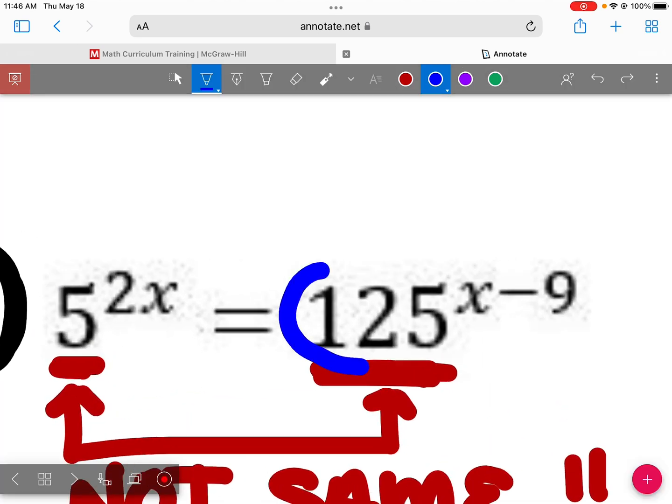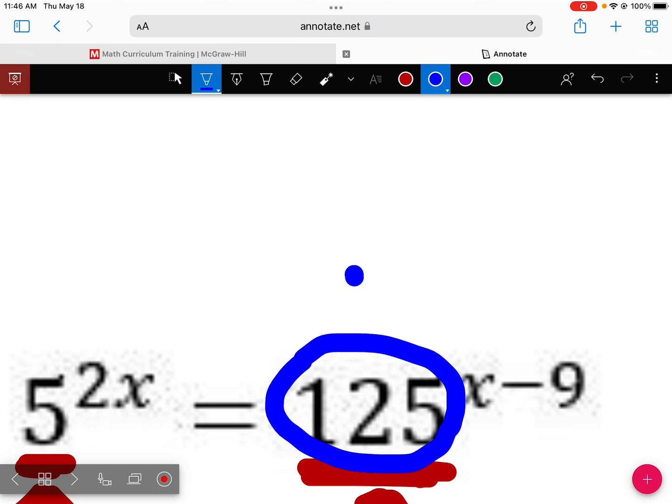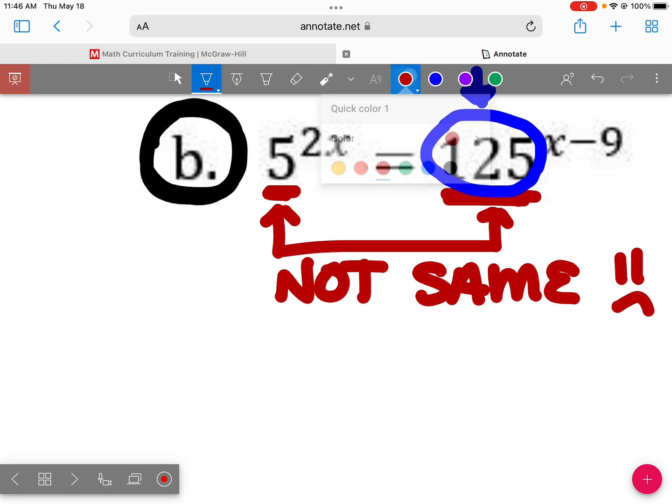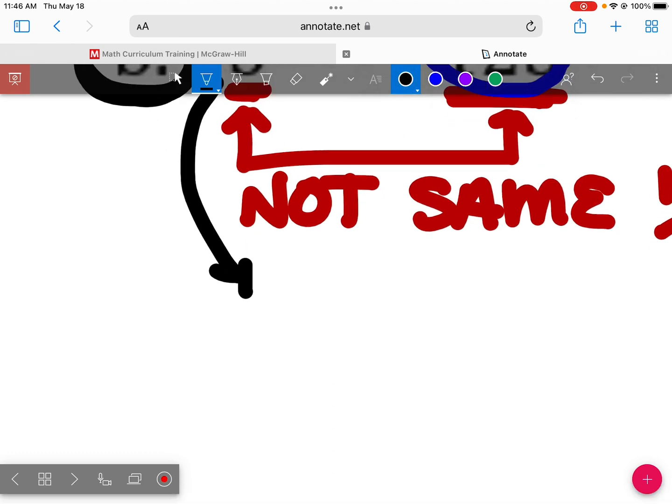What about 125? Is it 5 to the power of 5? Close. 5 to the power of 3. This is exactly the same as 5 to the power of 3. So whatever the base is for the other one, you just multiply that to see what gets the other number.